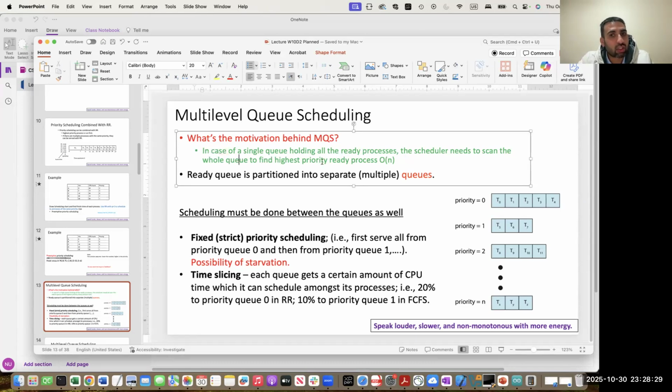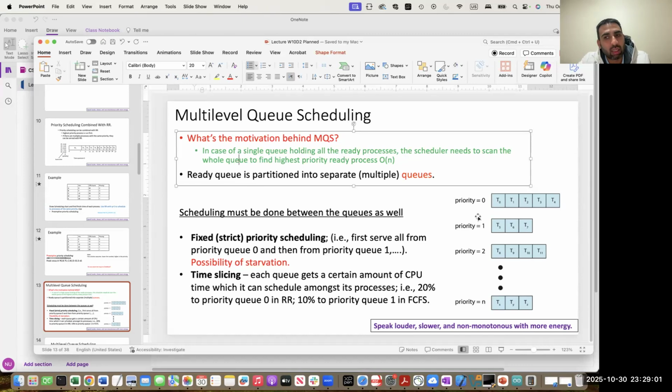In case of a single queue holding all the ready processes, the scheduler needs to scan the whole queue to find the highest priority ready process. And the time to scan increases with the number of PCBs, or process control blocks, in the linked list or ready queue, right? So what we can do is that the ready queue is partitioned into separate multiple queues, just like shown in this figure here.